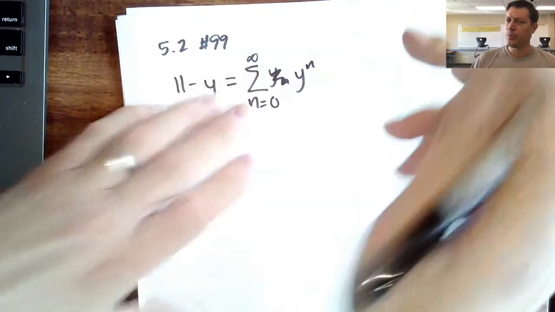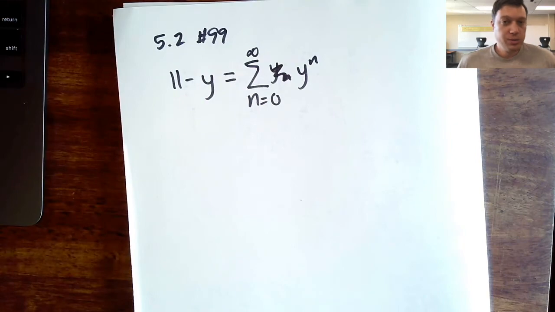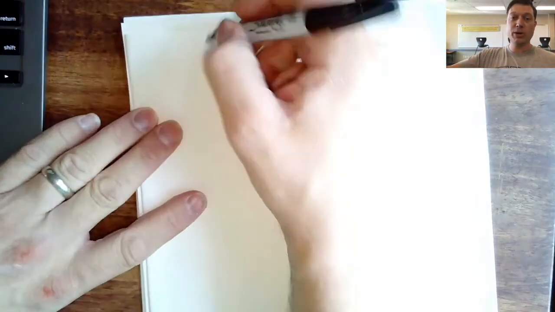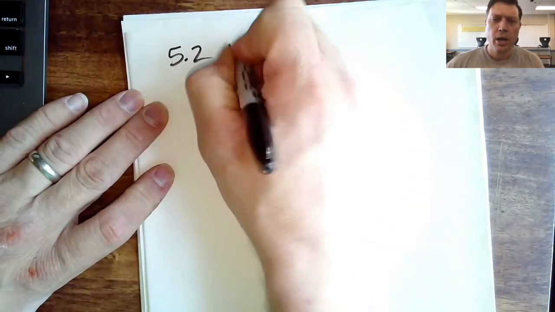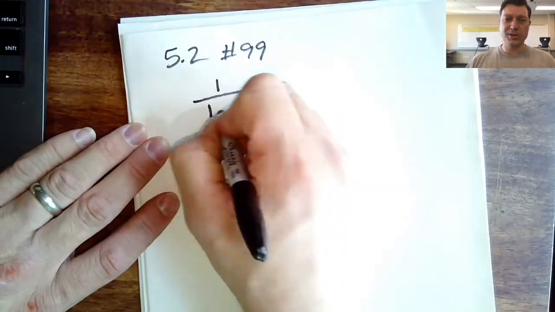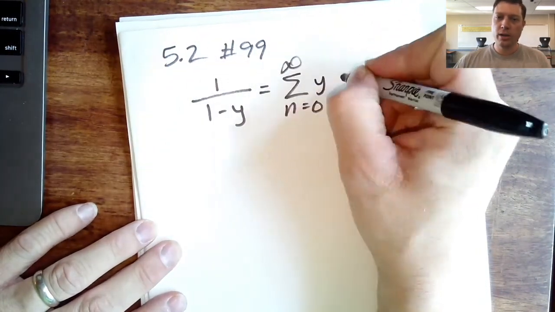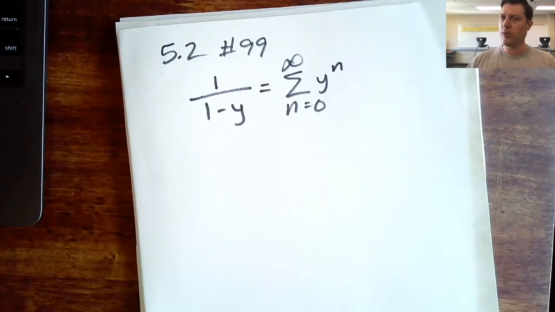Sequence also applies. Okay, section 5.2, number 99. Maybe it's already up on your screen, but I just want to acknowledge you've jumped in at the right time code if you want to see how to do number 99. 1 over 1 minus y equals the summation from n equals 1 to infinity of y to the power of n. I think I read that right. Go back and see if I did.